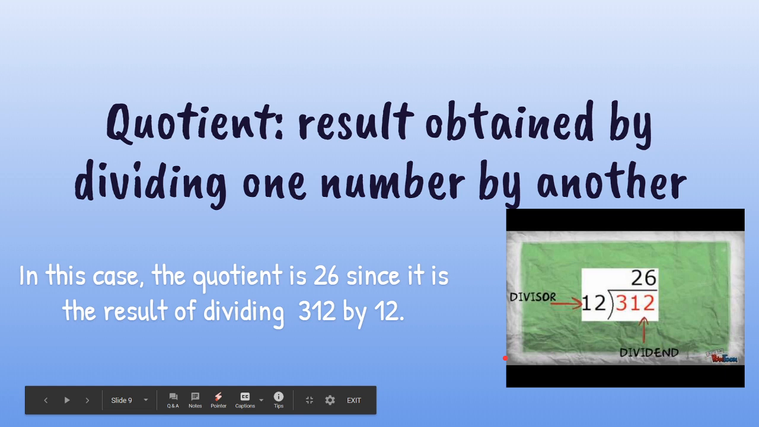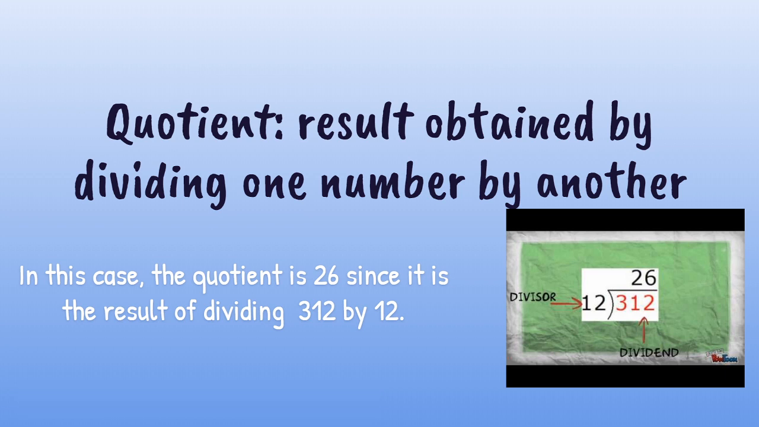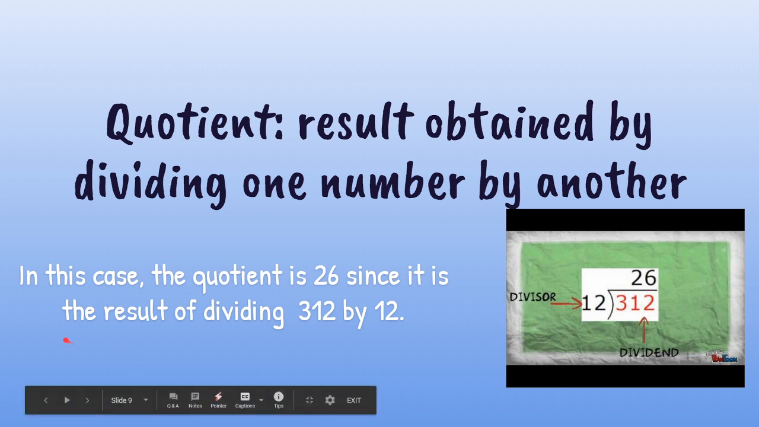Finally, we have the quotient, which is the result obtained by dividing one number by another. Quotient is just another word for the answer in a division problem. For example, if you had an addition problem, the answer would be called a sum. However, since this is division, the answer is called a quotient. In this case, the quotient is 26, since it is the result of dividing 312 by 12.